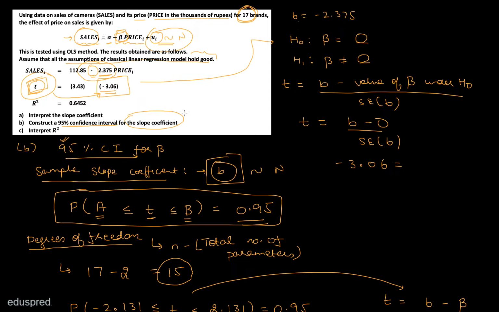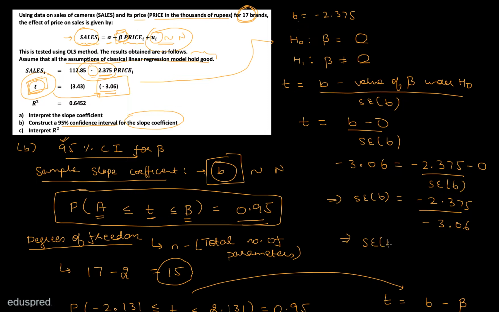The b value that you are given is minus 2.375 minus 0 divided by standard error of b. This implies that standard error of b is equal to minus 2.375 divided by minus 3.06. And if you do this division, you will get that the standard error of b is equal to 0.776.